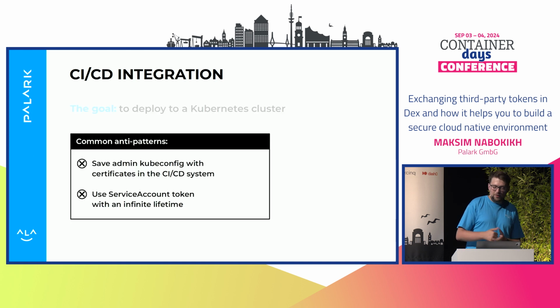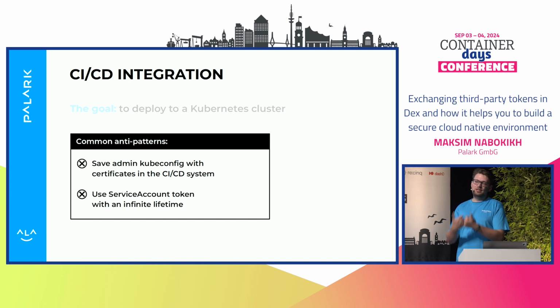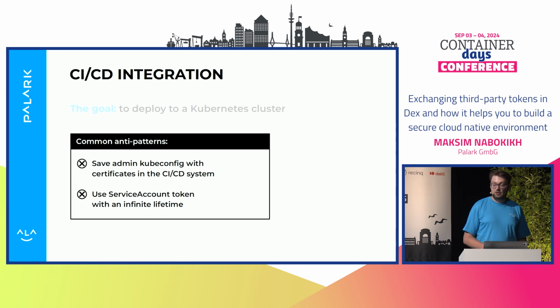And the common anti-patterns here, the first one is, everybody knows about this, extracting administrator configuration from the cluster and put it in your CI system. This is pretty bad because if the configuration file is stolen, you need to redeploy certificates in the whole Kubernetes cluster because there is no way to ban this specific certificate in Kubernetes. And it will be, of course, disruptive.